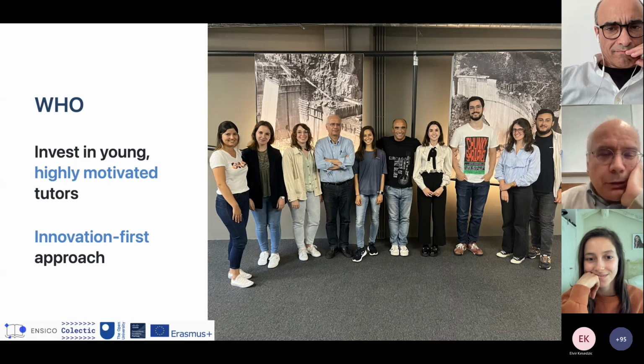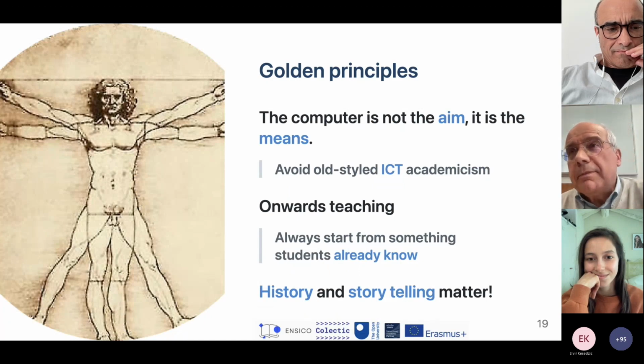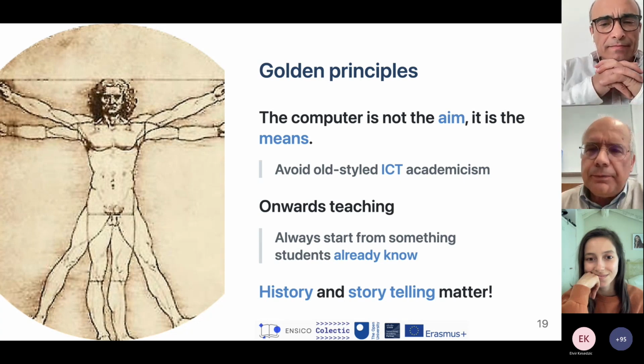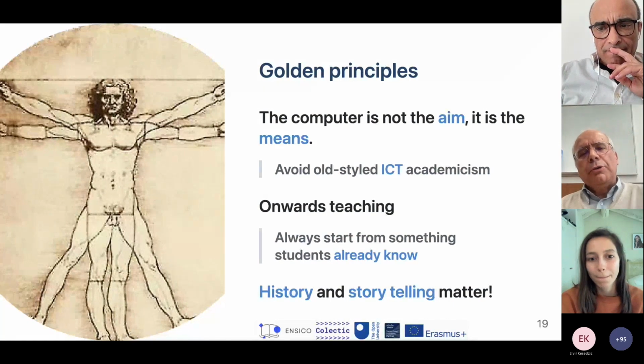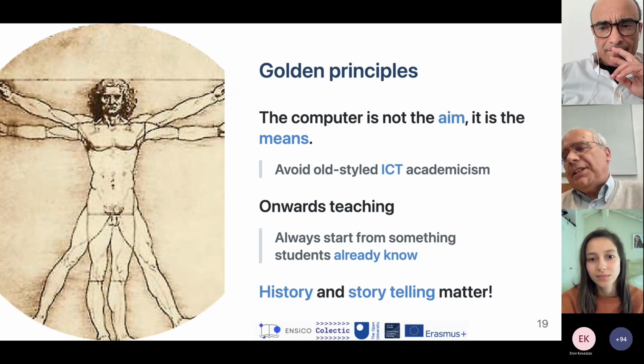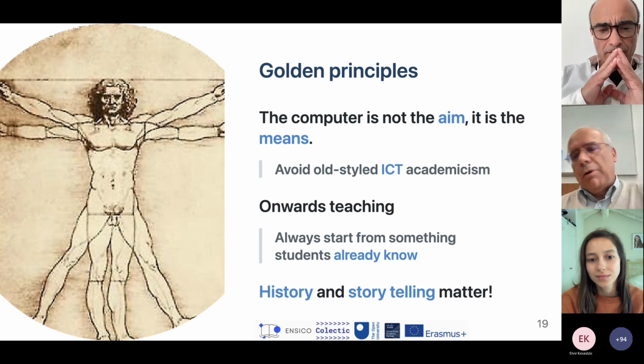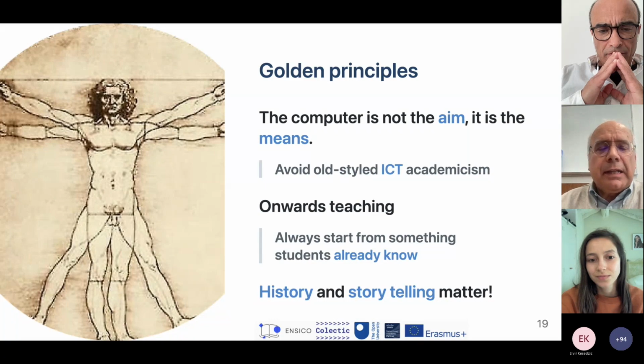And of course, with young people, you always think of an innovation-first approach. We have some golden principles in this teaching. The first one is that the computer is not the aim, it is the means. So we want to avoid what we call old-style ICT academicism. It's onwards teaching in the sense that we always start from something the students already know, probably outside of the computing realm. And interestingly, history and storytelling matter in this education, as we have experienced in the classes.